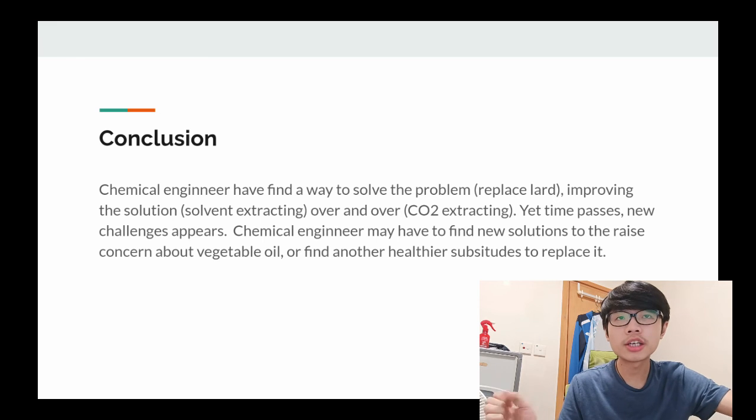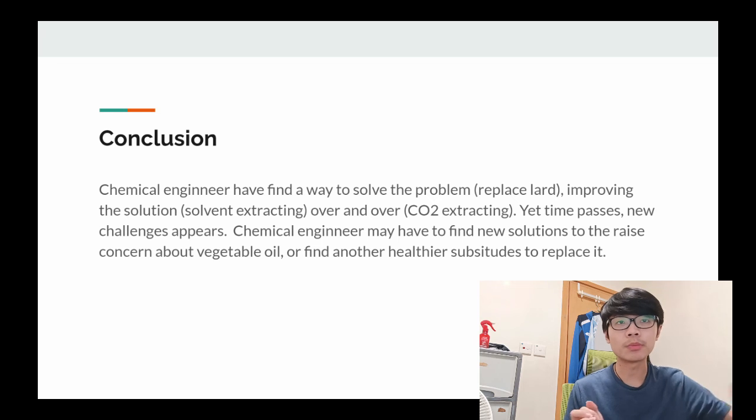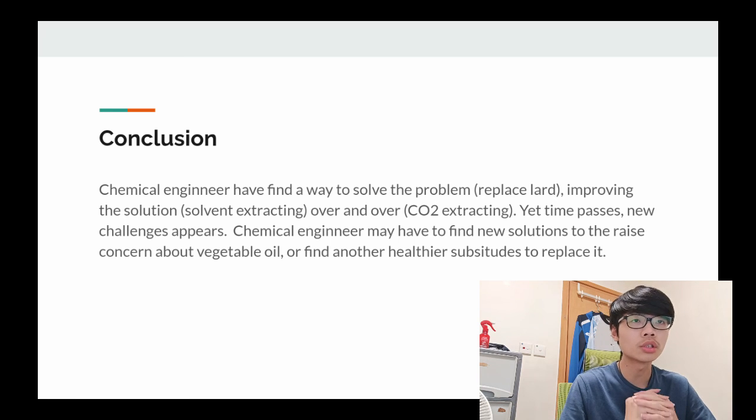Conclusion. Chemical engineers have found a way to solve the problem, that is replacing lard with vegetable oil. Improving the solution, which is developing new extraction methods such as solvent extraction over and over, for example, improving the solvent extraction method by using CO2 to extract. Yet as time passes, new challenges appear. Chemical engineers may have to find a new solution to the raised concern about vegetable oils or find another healthier substitute to replace it.